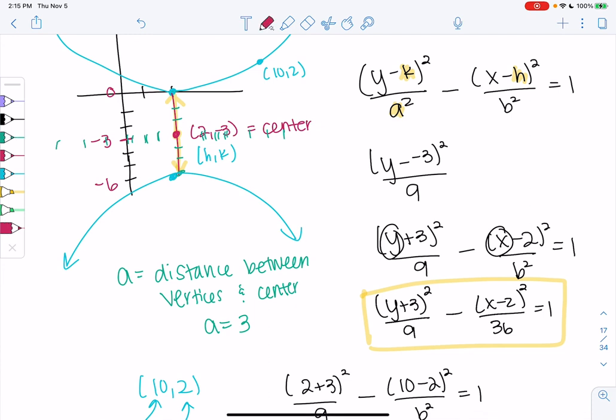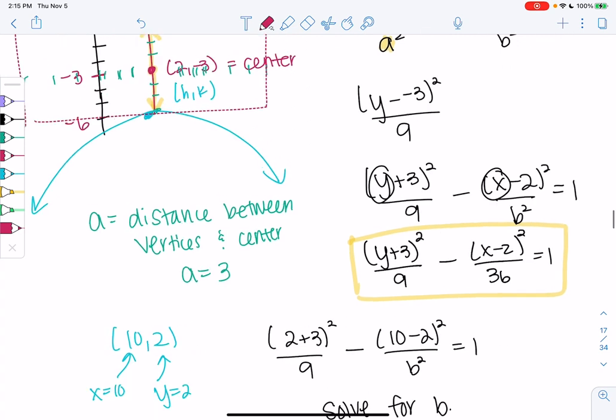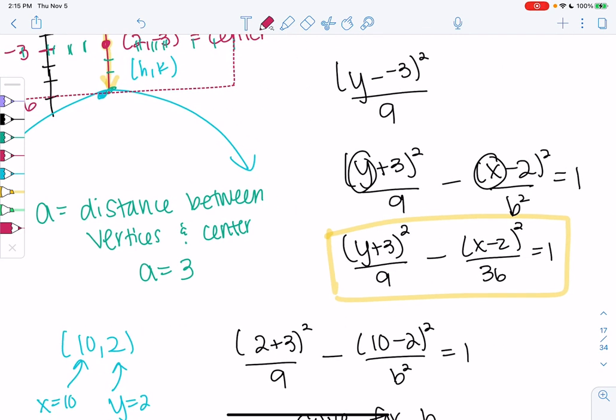So if we were to do that aux box, it's really wide, so our asymptotes are really slow growing, which is what makes this so wide. But that wasn't part of the question. So that's our equation of our hyperbola.